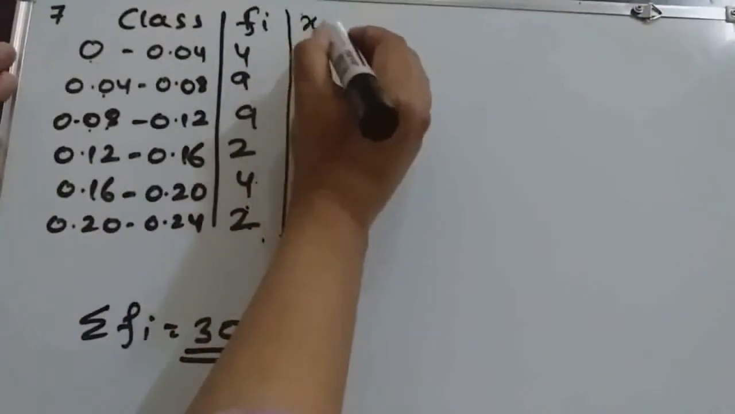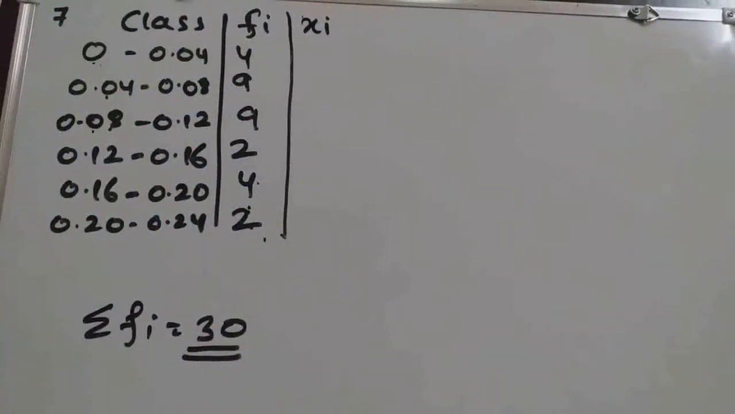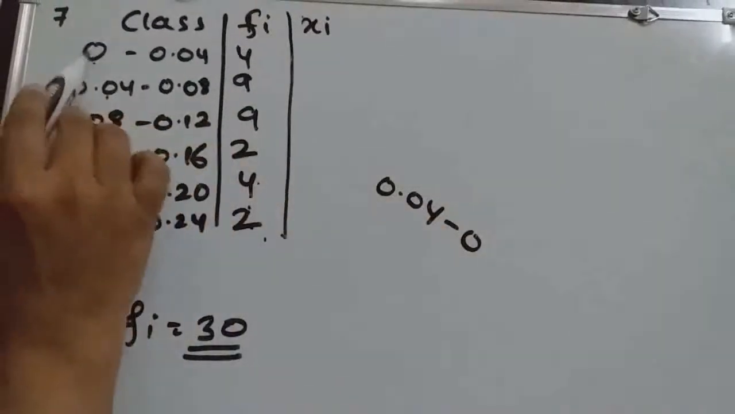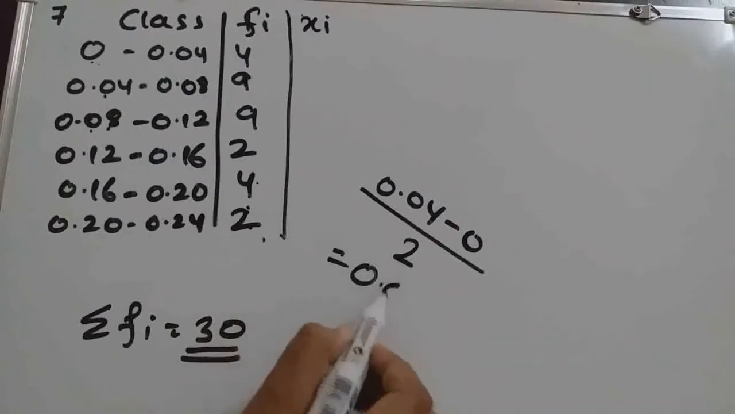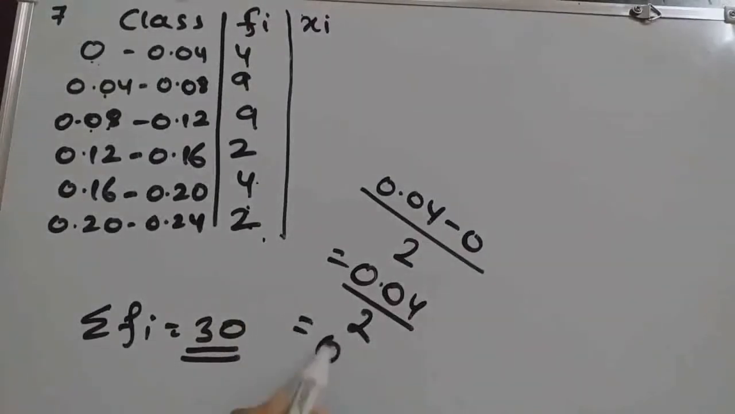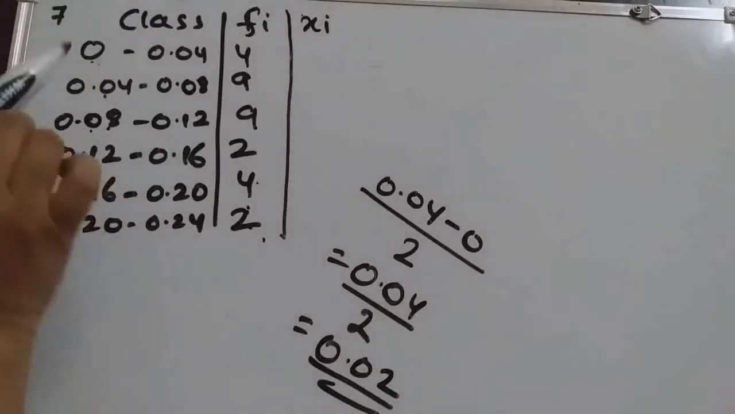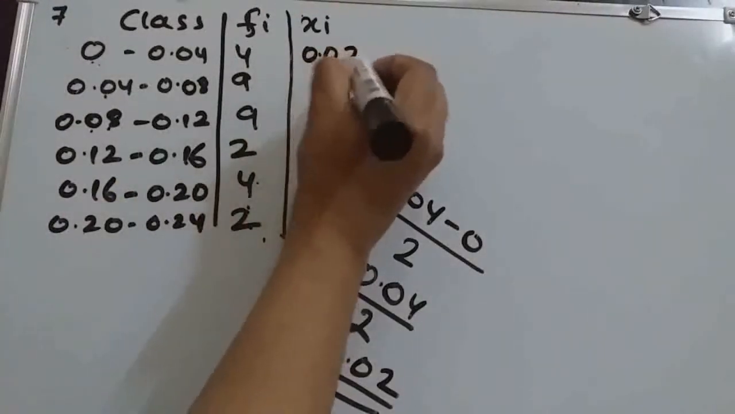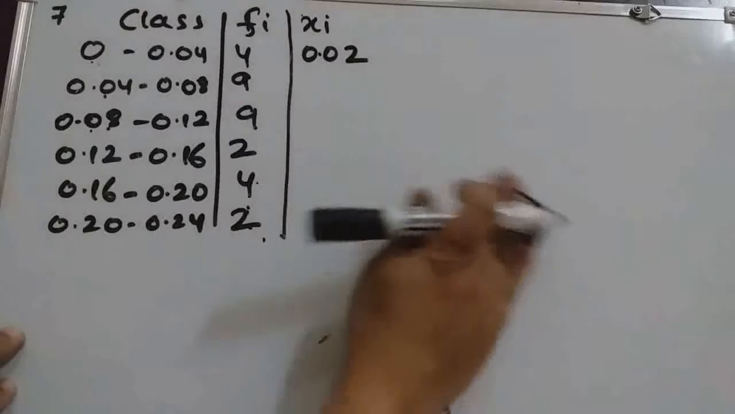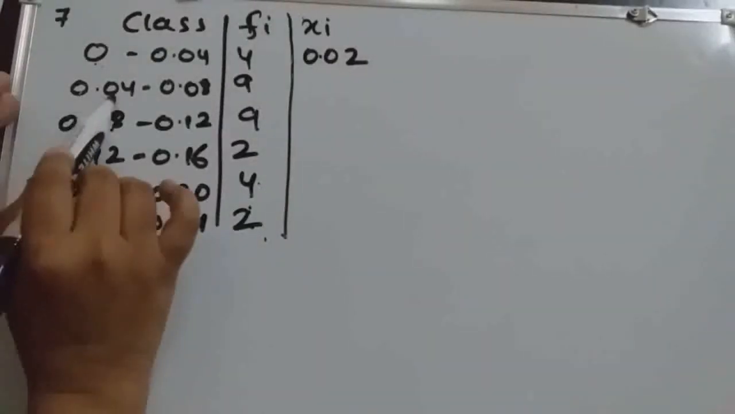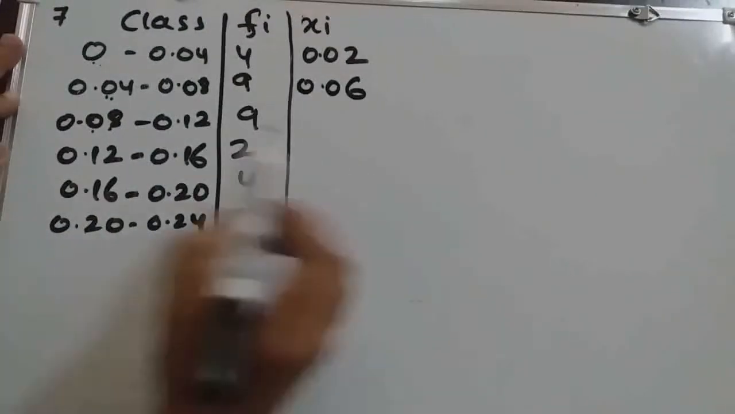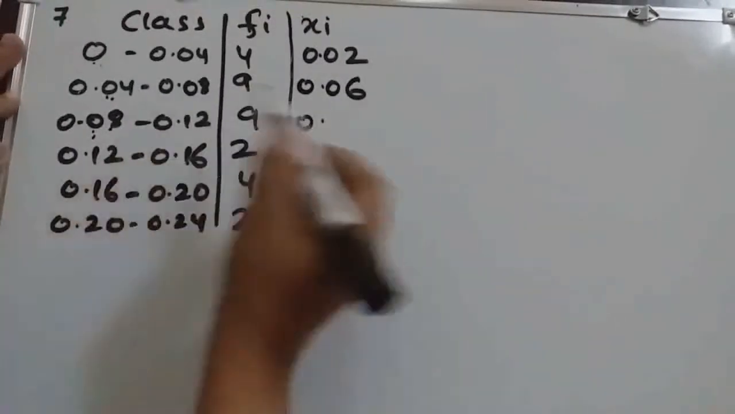So first we'll find xi, the class mark. Now to find the class mark, what we can do: 0.04 minus 0, the lower limit, divided by 2, that is 0.04 divided by 2, that will be 0.02. So 0.02 you add to each of the lower class limits to get the class mark. So 0 plus 0.02 means 0.02. Then 0.04 plus 0.02 means 0.06. Then 0.08 plus 0.02 is 0.10.